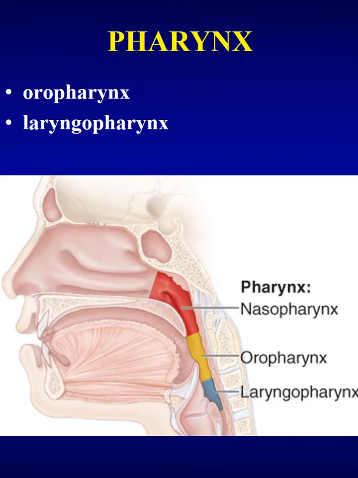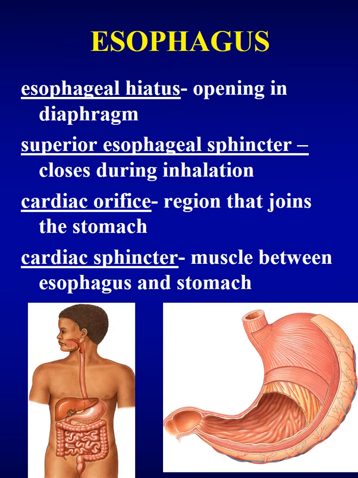Then the second region is the laryngopharynx, which is the inferior and narrowed region of the pharynx. It extends inferiorly from the hyoid bone and is continuous with the larynx and esophagus. It ends at the superior border of the esophagus, which is equivalent to the inferior border of the cricoid cartilage of the larynx.